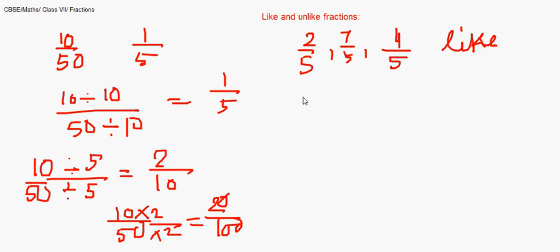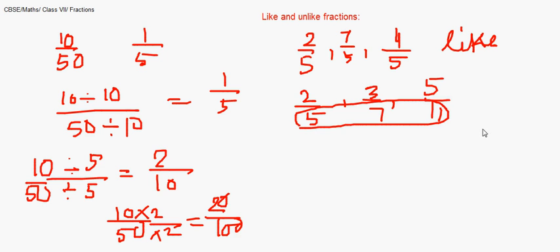Unlike fractions are the ones which have different denominators. If I'm writing 2 by 5, the other one might be 3 by 7, the third one might be 5 by 11. If you see, all three denominators are different, so they are called unlike fractions. We can convert these unlike fractions to like fractions by giving them a common denominator.